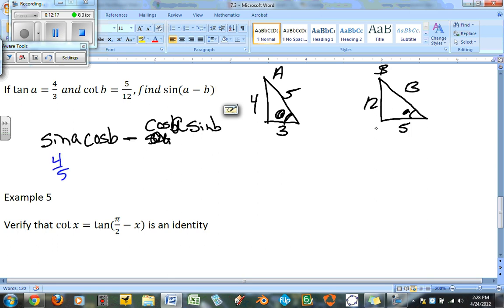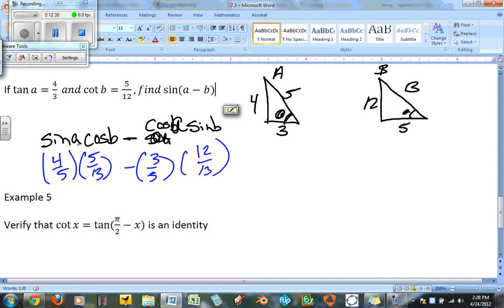The cosine ratio of B, this guy, is 5/13. Minus the cosine of A, so this guy was A, which would be 3/5, times the sine of B, which would be 12/13. And then we can multiply these out. To save time, I'm not going to do that. You guys can multiply and add and subtract the fractions.